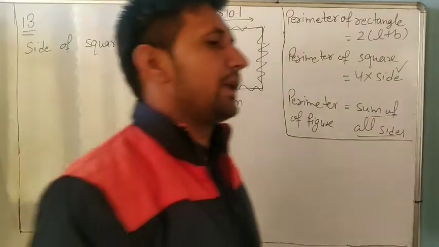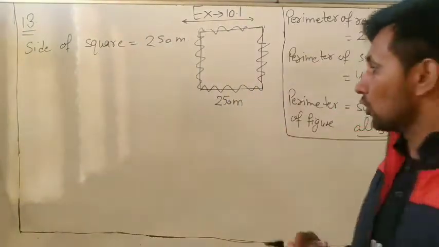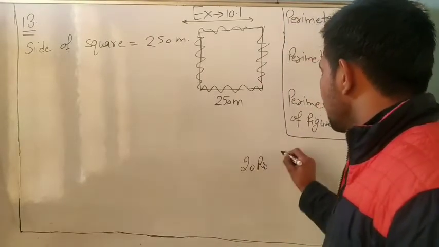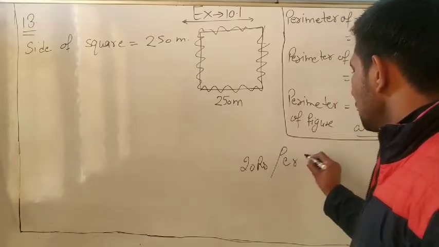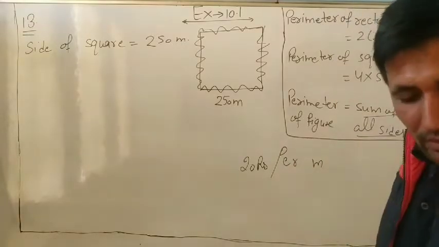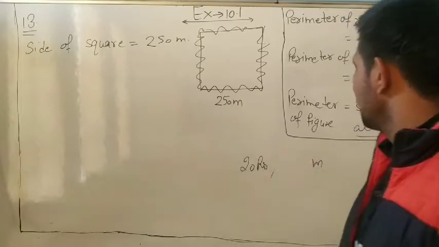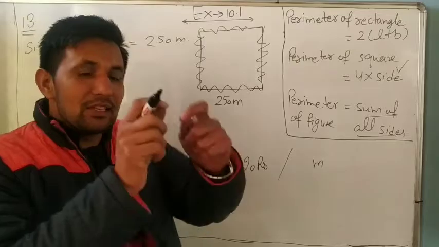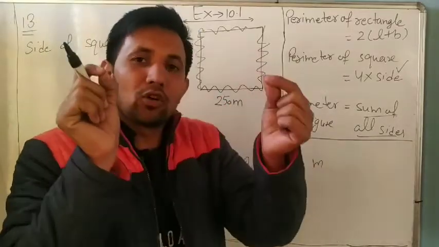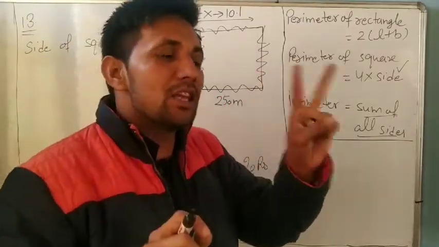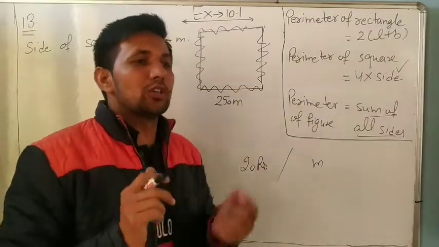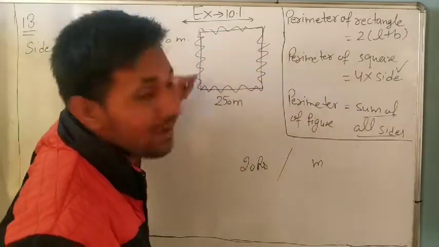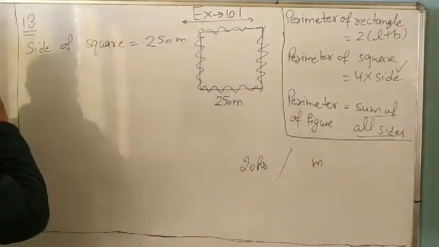We want to find the total cost, and the cost of fencing is given as 20 rupees per meter. Understand or not? 20 rupees per meter. It means if the length is only 1 meter, the total cost is 20 rupees. If the length is 2 meter, then the total cost is 2 into 20. So first we will find the total length of fencing.